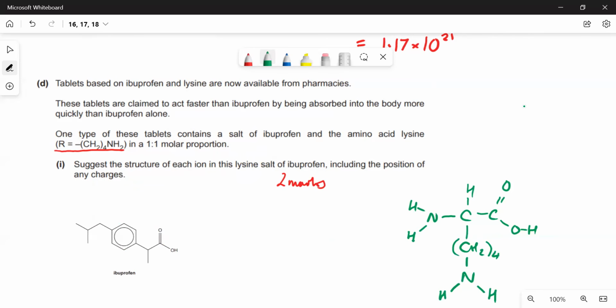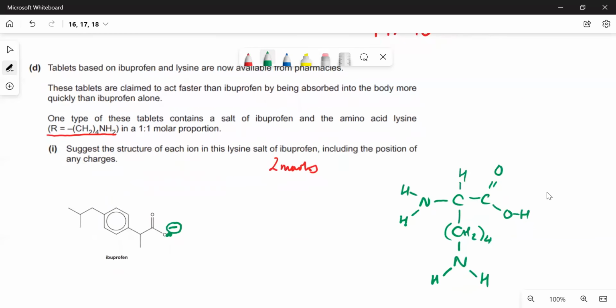Right, let's have a think about what kind of ion ibuprofen could form. How could that form an ion? Well, it's got a carboxylic acid on it. So if you lost that hydrogen there, if you remove that and turn that to a negative charge, that's going to be the negative ion of ibuprofen. Now, that means the lysine must form some kind of positive ion. And here, look, it says it's in a 1-to-1 molar proportion. So that means it must be just a 1+ on the lysine.